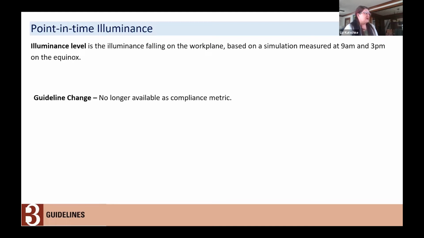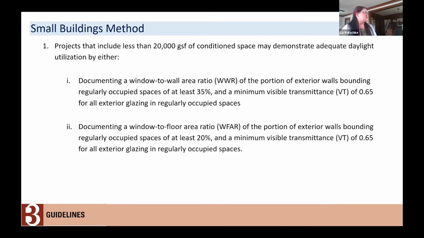And then finally, we have our small buildings method, which is for projects that are under 20,000 gross square feet of conditioned space. And that definition is very specific and nuanced, and there's more information available about that in a previous small buildings method training and also on our website. So I encourage you to reference those if you are curious about the small buildings nuances.